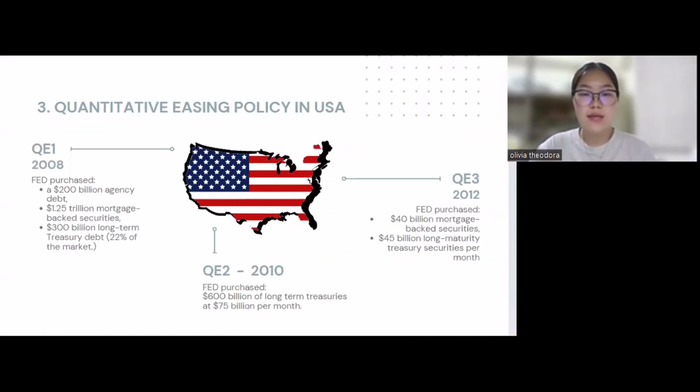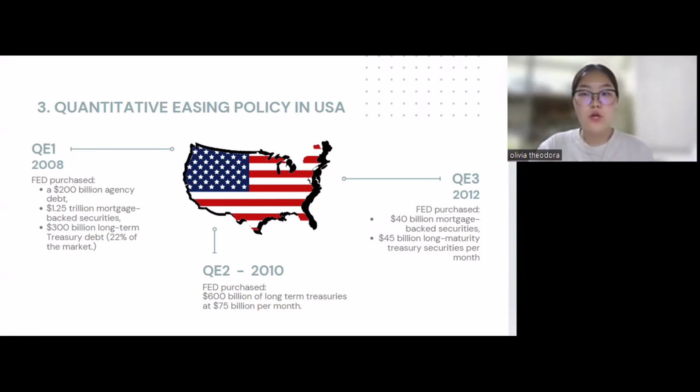The next question, I will be discussing the application of quantitative easing policy in the USA between the years 2008 and 2014. There were three applications of the quantitative easing policy. The first one, QE1, started in 2008, where the FED purchased 200 billion USD of agency debt, then 1.25 trillion USD of mortgage-backed securities, as well as 300 billion USD of long-term treasury debt, which was actually around 22% of the market.